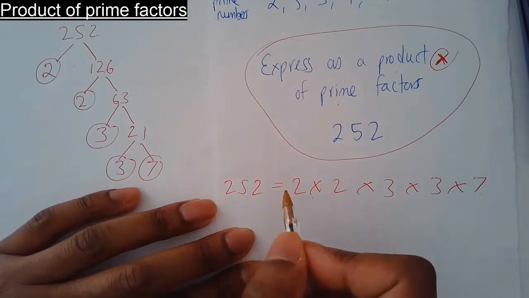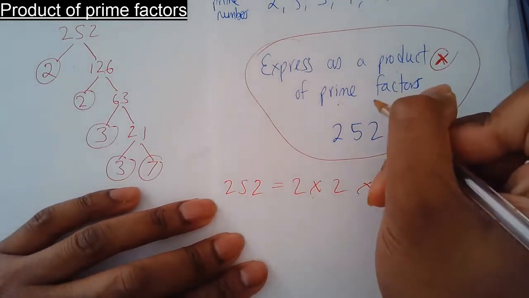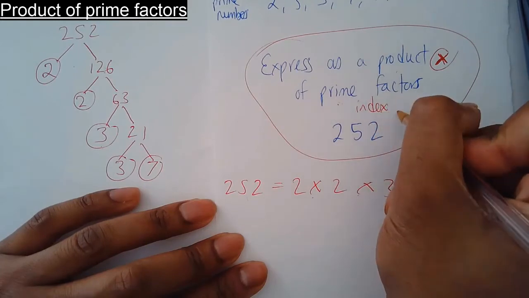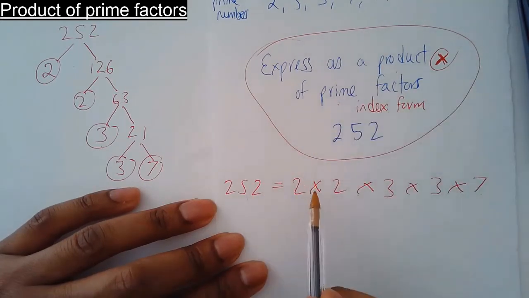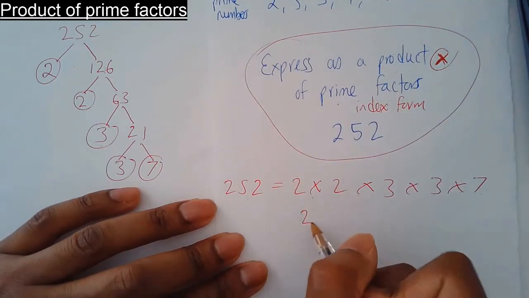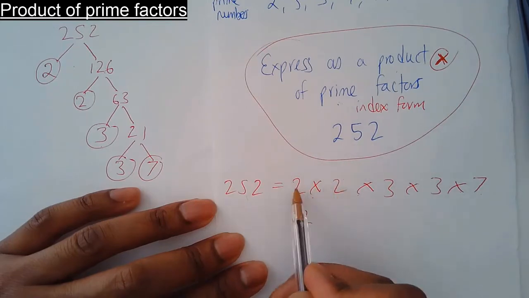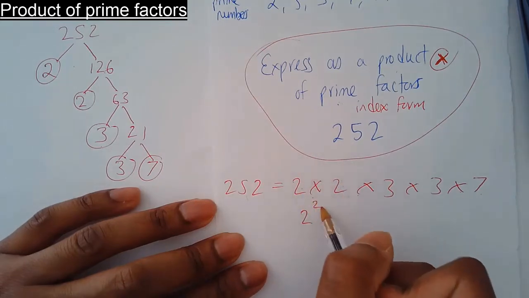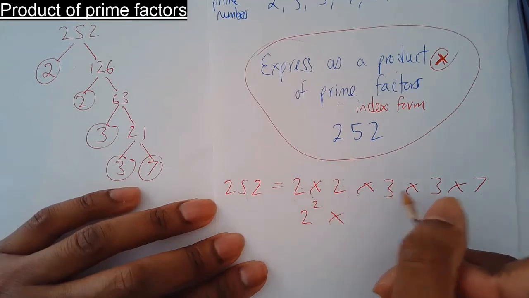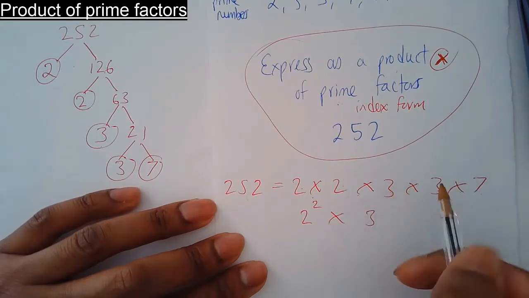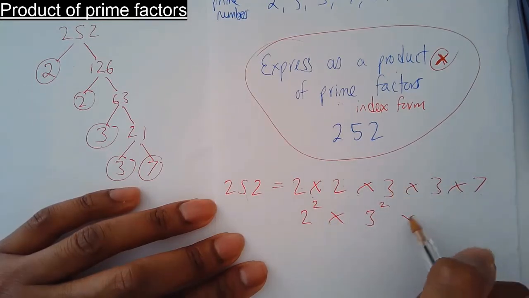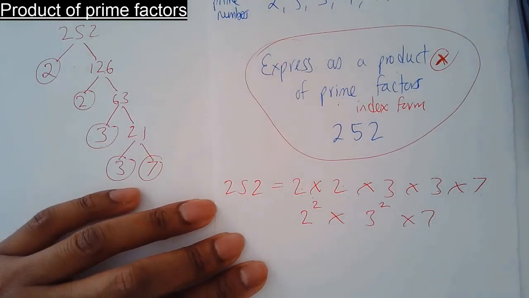Now this can be written in index form. If I was to write this in index form, we've got 2 here, but how many 2's do we have? 1, 2, so 2 squared. We've got 3 there, but how many 3's do we have? And that's just times 7. Product of prime factors, and this is in index form.